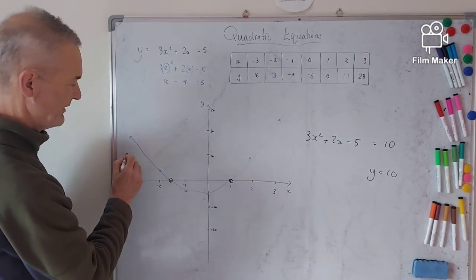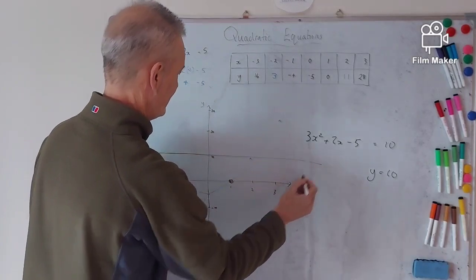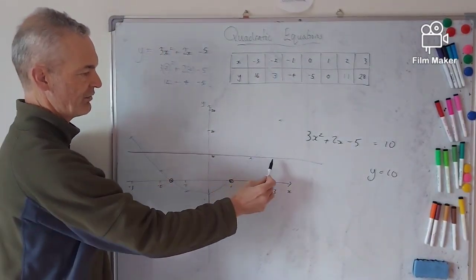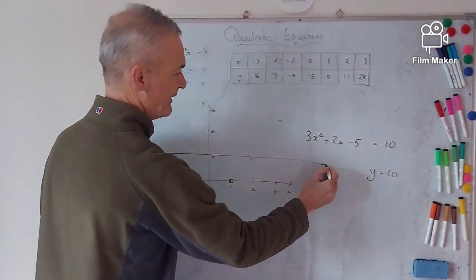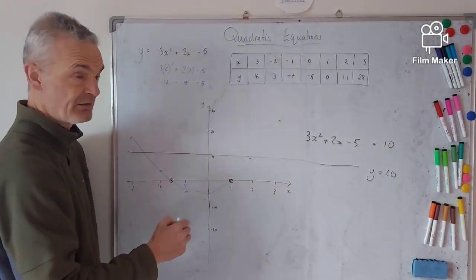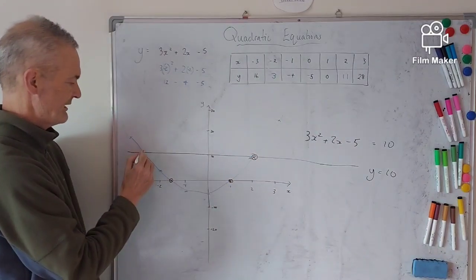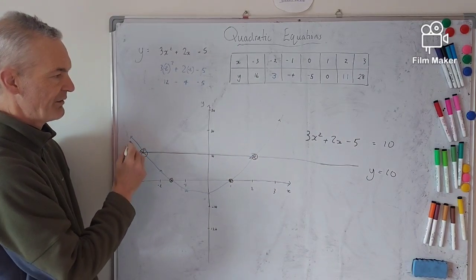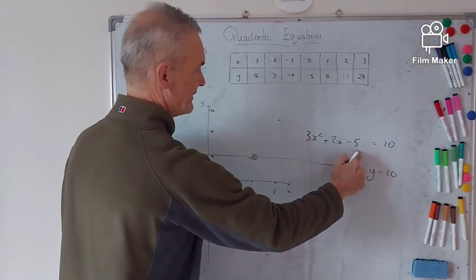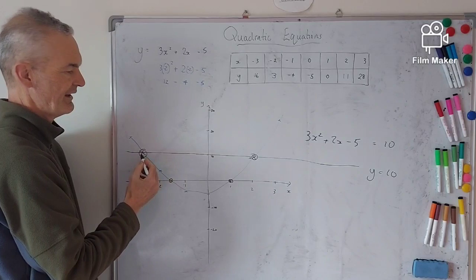So to solve this, all you would do with your ruler is draw a line across where y equals 10. Okay, this is the y equals 10 line. So the solutions are going to be there and there. It's where the quadratic, this bit here, crosses the y equals 10 line. So there are two solutions here.